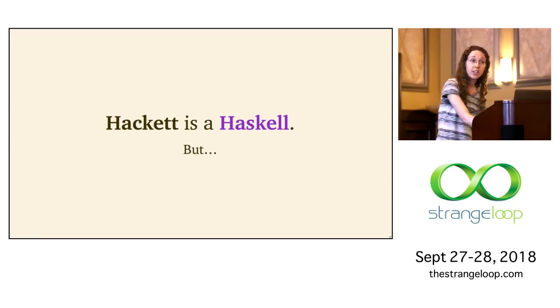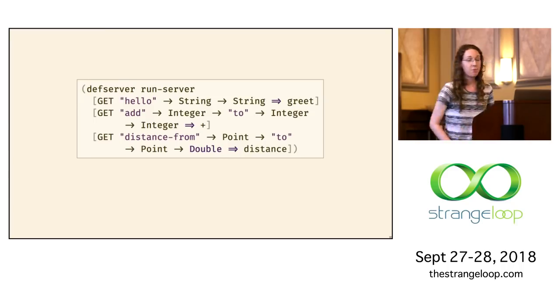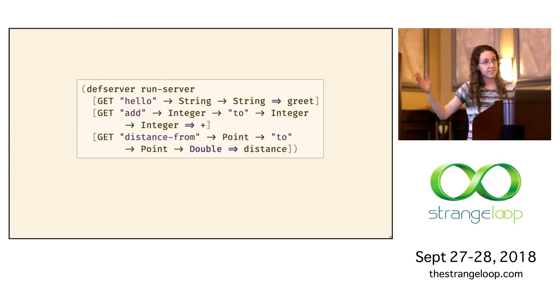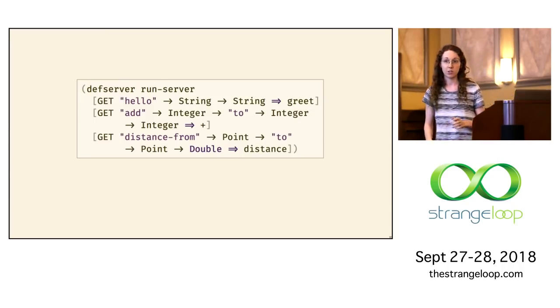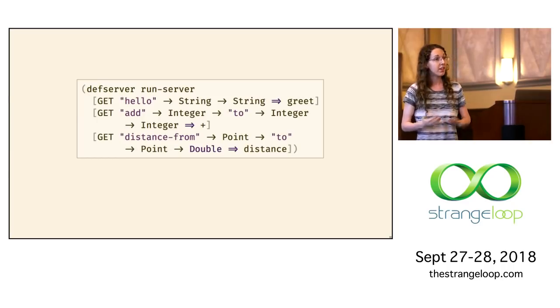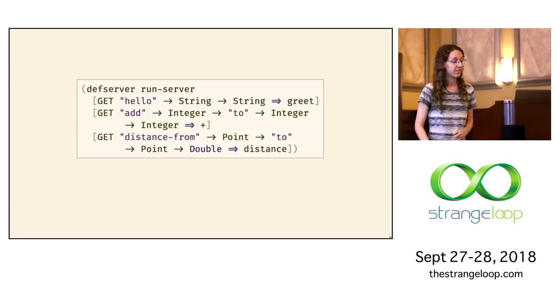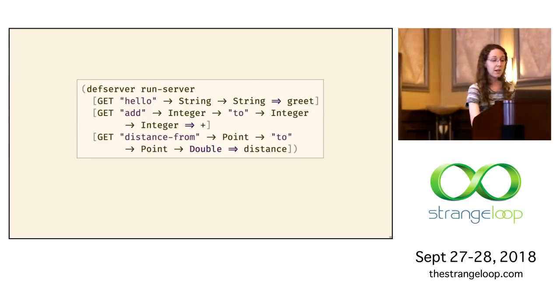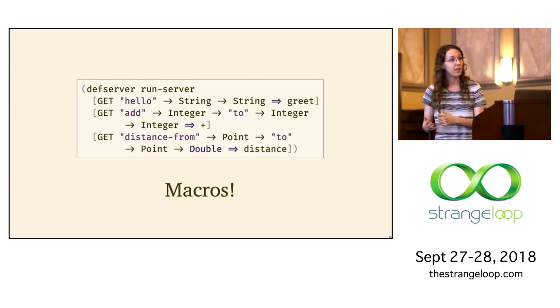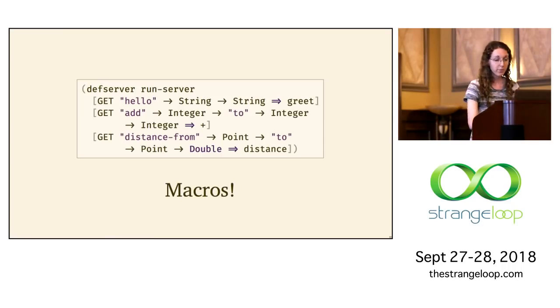But of course, it's not just Haskell, because if it was, then this would be a pretty boring talk. So there's also this def server thing, and this does not correspond to any feature in Haskell, which is probably a good thing, because it would be weird if Haskell, as a general purpose programming language, had a language feature for defining RESTful web services. And this indeed is a macro, and I defined it in a little library that I just implemented for demos and this talk. So what is a macro?